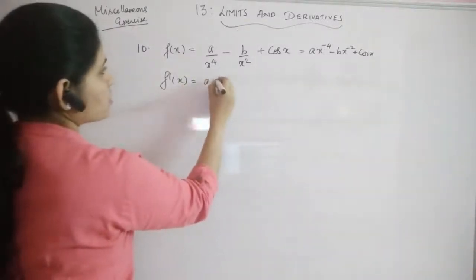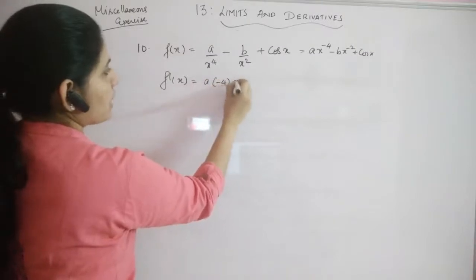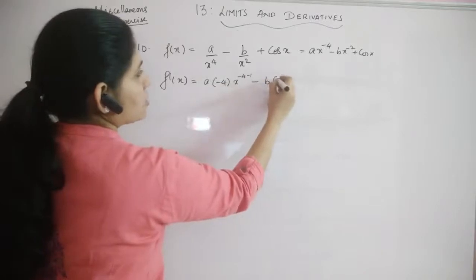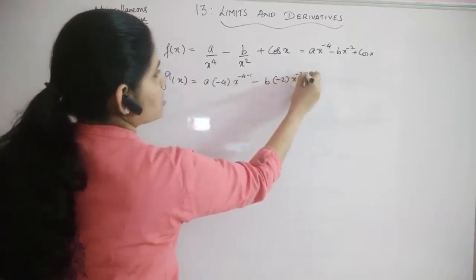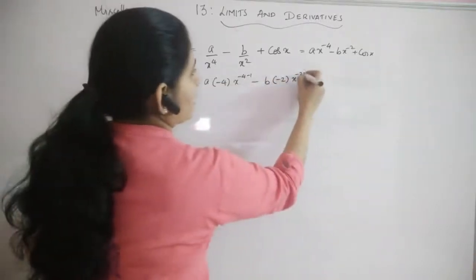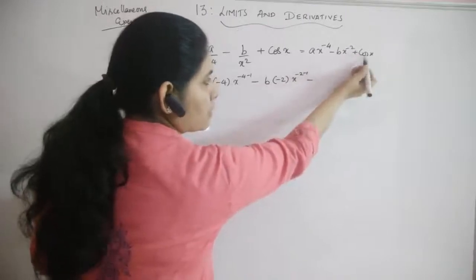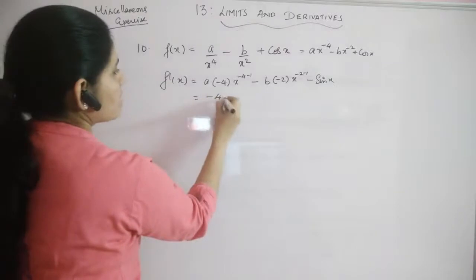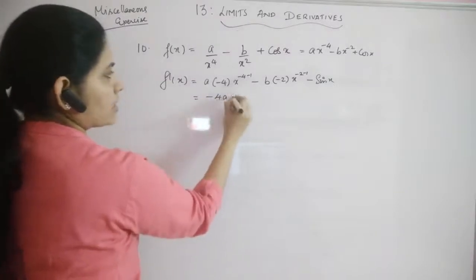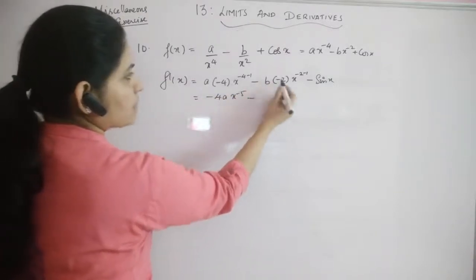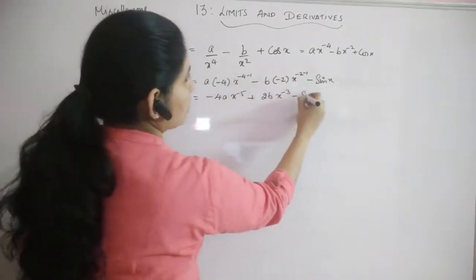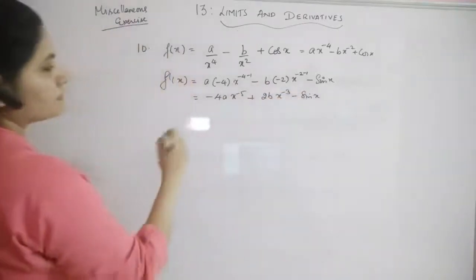So we will get a into minus 4 x^(-4-1), minus b into minus 2 into x^(-2-1), plus the derivative of cos x, which is minus sin x. So this will give you minus 4a x^(-5), minus minus, this is plus 2b x^(-3), minus sin x.